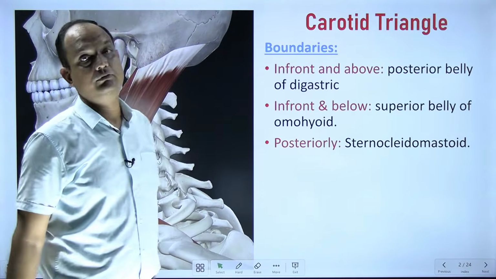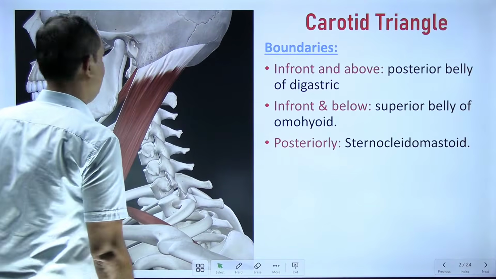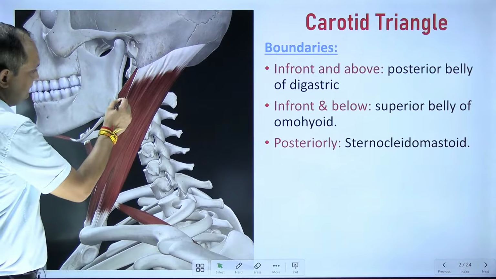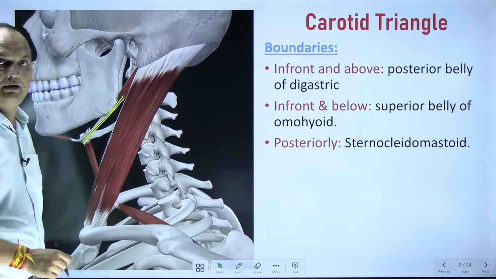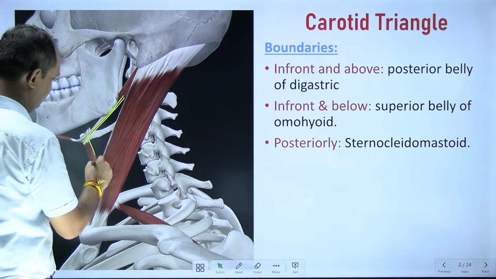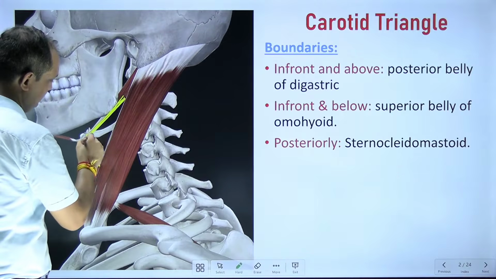So what are the boundaries of the carotid triangle? Whenever you are having the boundaries, you will have the front and above, that means this is the front and above. Then you will have the front and below, so this is the front and below. So you will find that anteriorly you will have the upper border and the lower border.